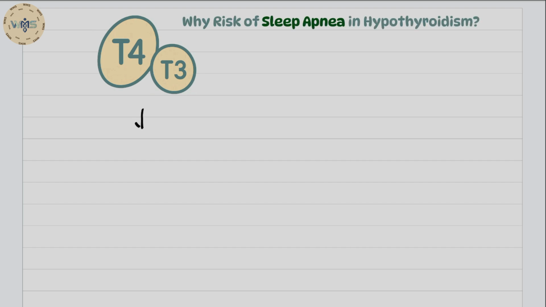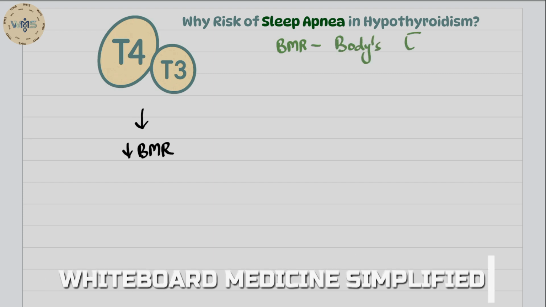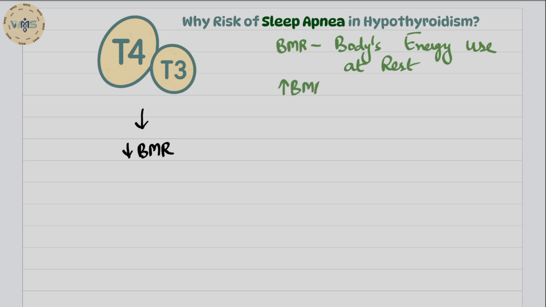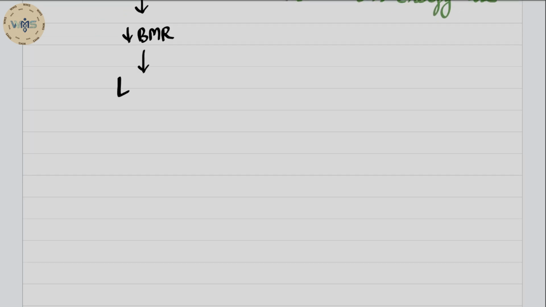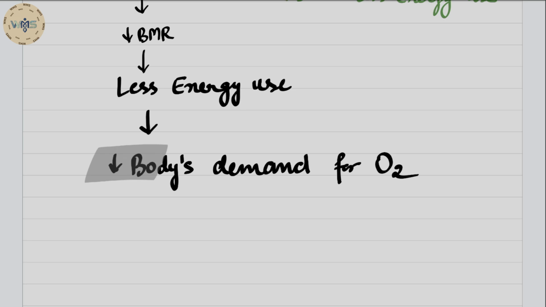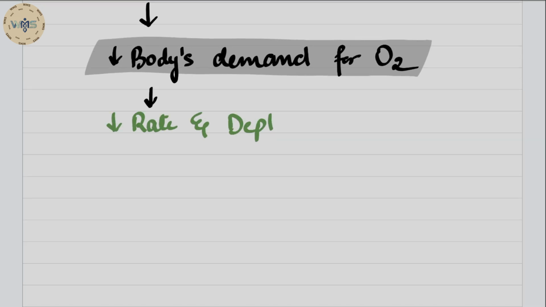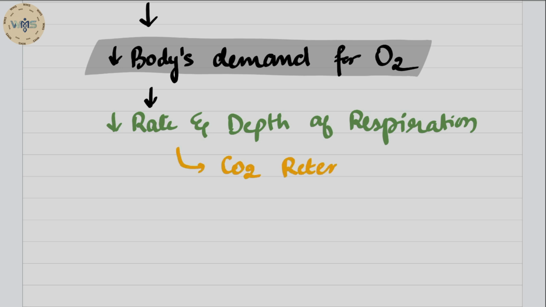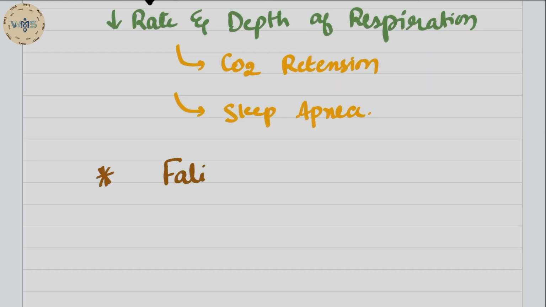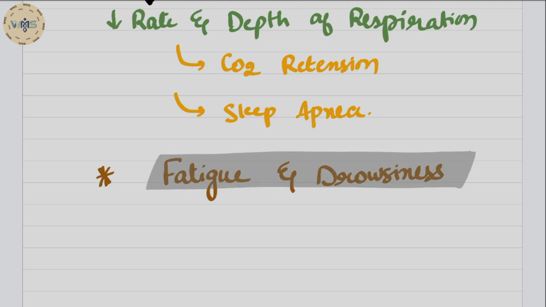In hypothyroidism, there is a decreased BMR. What is BMR? In easy words, BMR is the body's energy use at rest. So high BMR means more energy use and low BMR means less energy use at rest. As in hypothyroidism there is decreased BMR, less energy is used, and ultimately the body's demand for oxygen and carbon dioxide exchange is reduced. As a result, both rate and depth of respiration decline. This hypoventilation predisposes patients to carbon dioxide retention, carbon dioxide buildup, and even sleep apnea. These respiratory effects further contribute to fatigue and drowsiness commonly seen in hypothyroid patients.